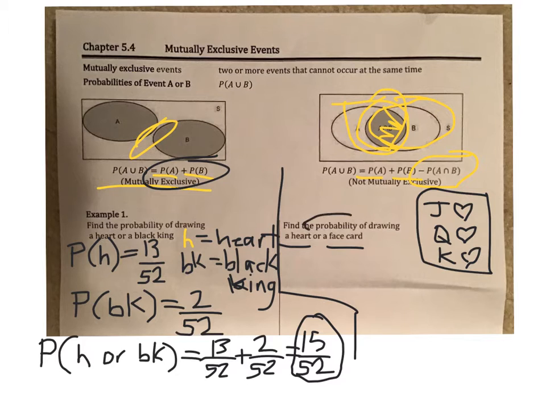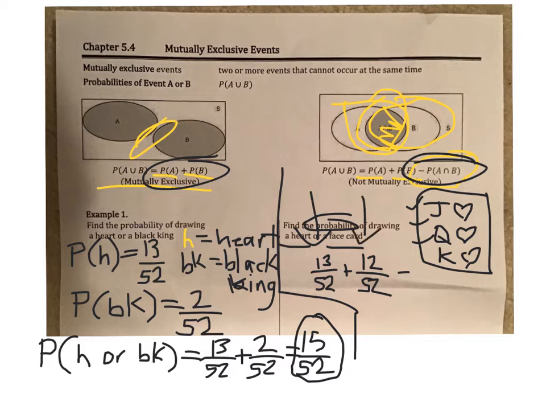So when we calculate the probability of drawing a heart, that's 13 out of 52, plus the probability of getting a face card. There are 3 face cards of each suit: 3 diamond face cards, 3 heart face cards, 3 club face cards, and 3 spade face cards. So that's 12 face cards out of 52. But remember, in the formula, we've got to subtract that overlap. There are 3 that get counted twice. They get counted in the first probability and the second probability. So we have to subtract that 3 out of 52.